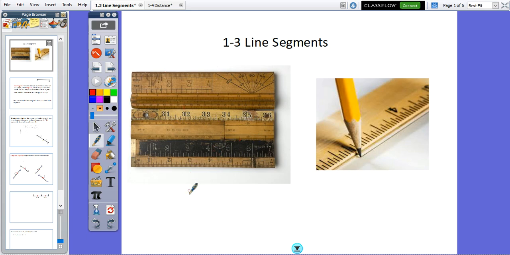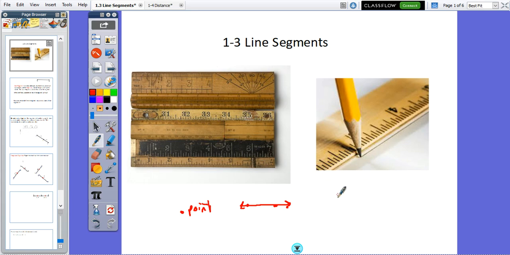So, quick review. Yesterday we talked about points, single dots. We talked about lines. Remember, lines take at least two dots to make one line. And to denote lines, you gotta make sure you put arrows, because remember, lines go forever in opposite directions. And of course, we talked about planes.